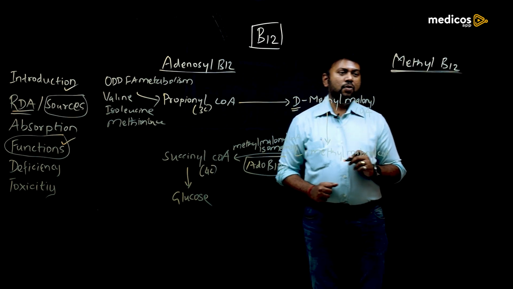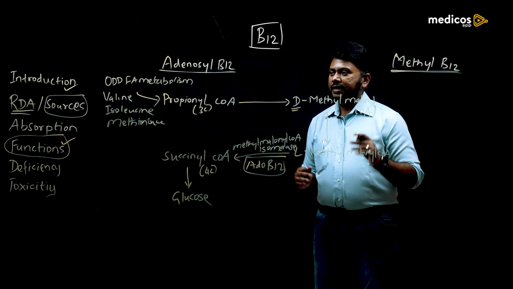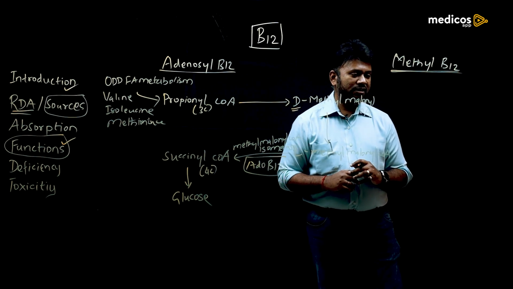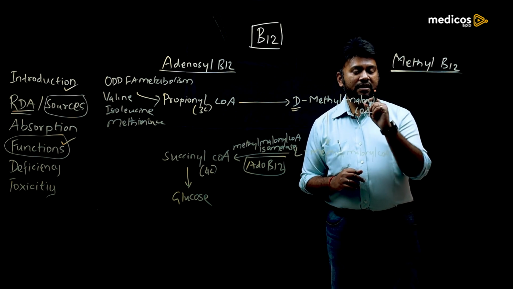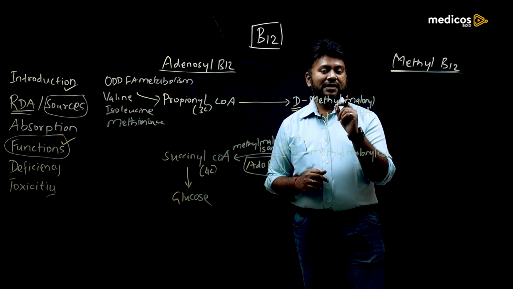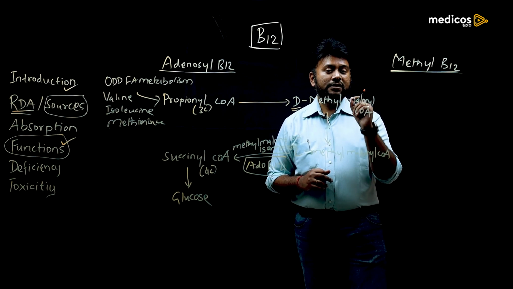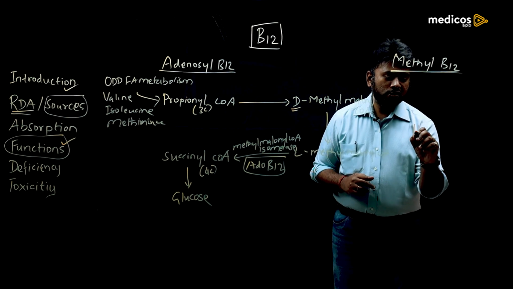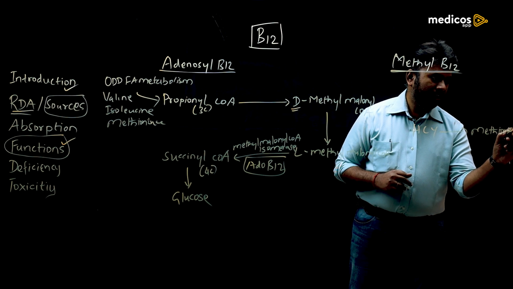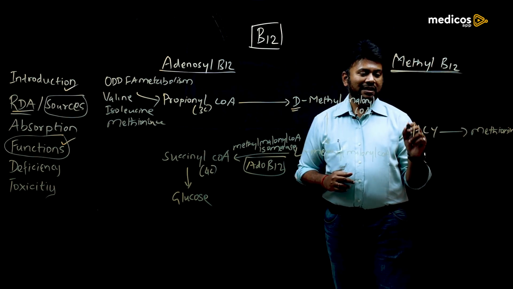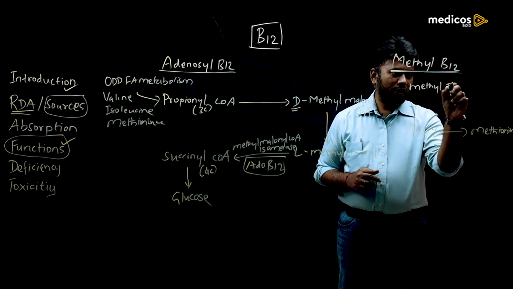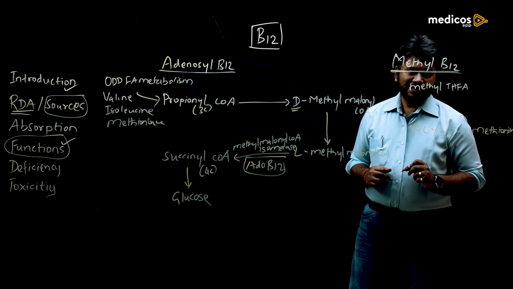So this methyl B12, what is its exact role? Like adenosyl B12, this also has only one function in our body. What is that function? In folic acid metabolism, we saw that methyl tetrahydrofolate is the one which donates the methyl group for homocysteine to methionine conversion. This we already discussed under the folic acid metabolism.